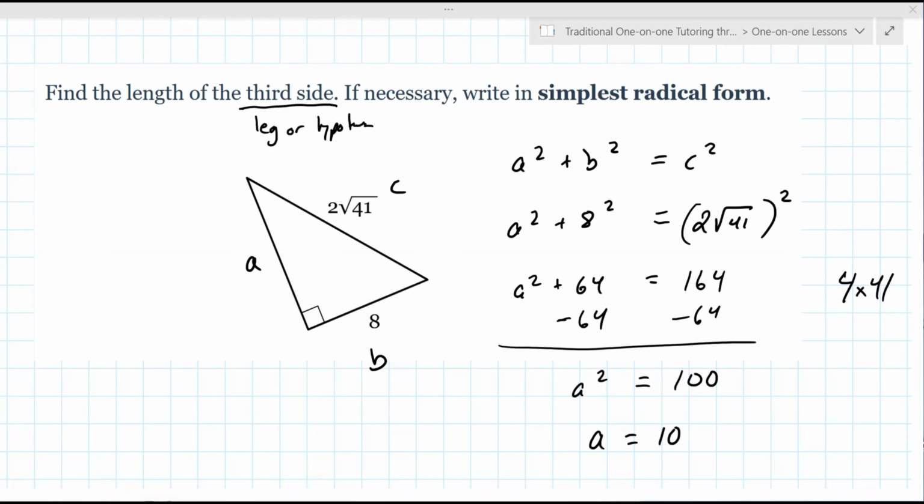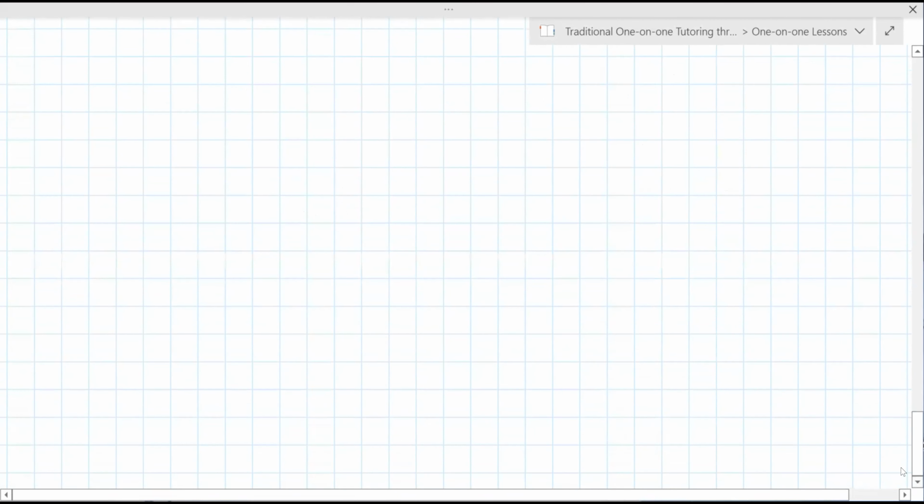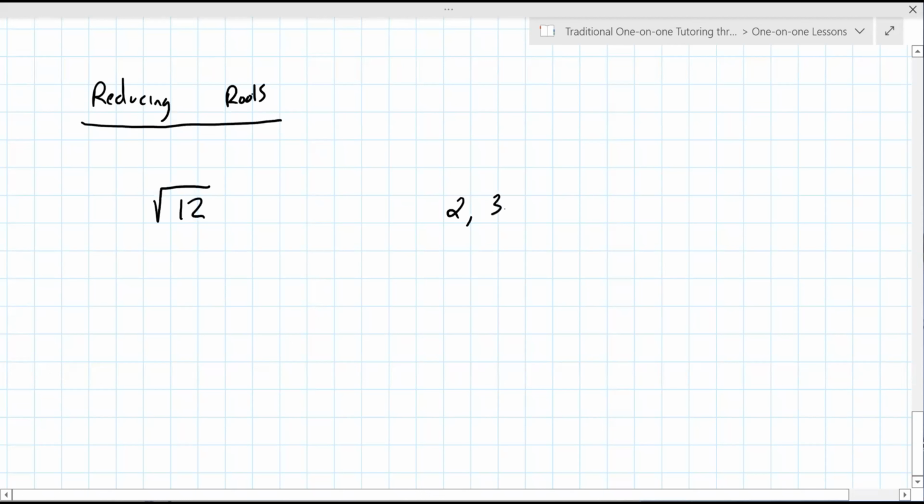All right. So let's talk a little bit about reducing roots, because this is a skill that's really part of these triangle problems. Let's say I wanted you to reduce the square root of 12. And again, the important thing here is these prime numbers. You always start with 2.